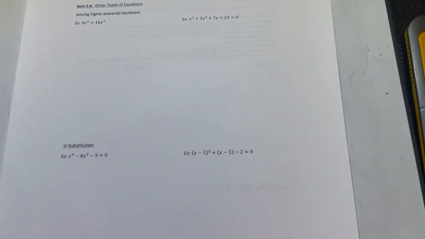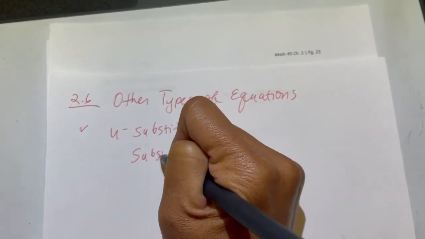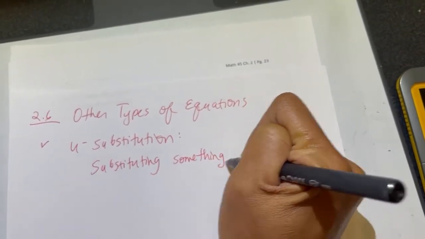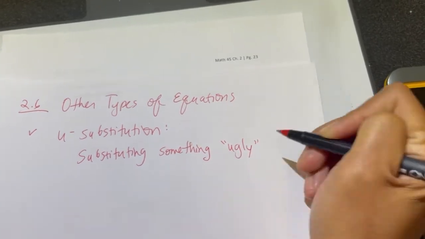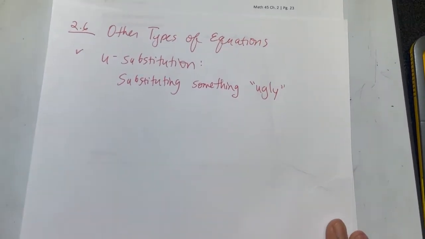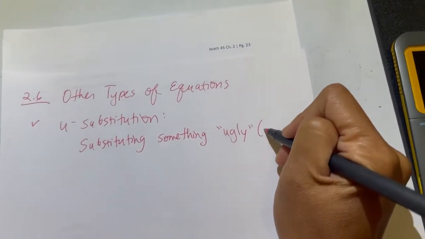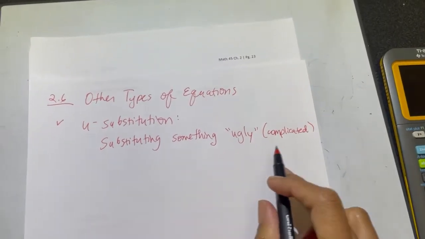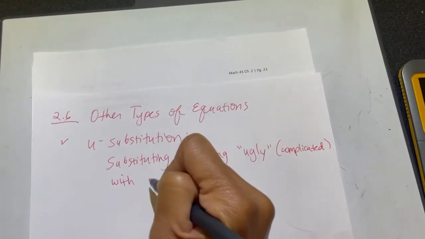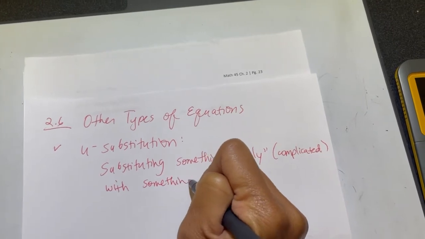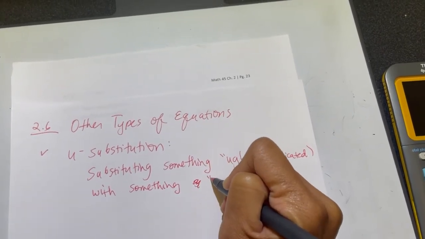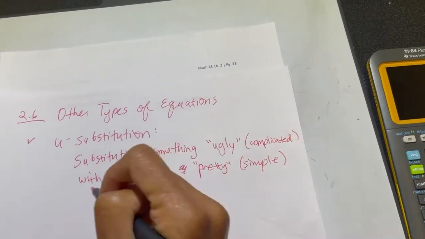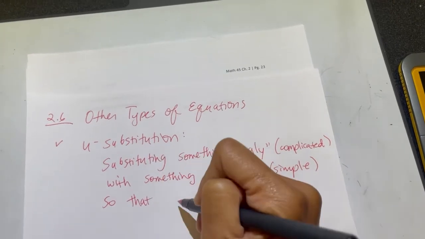So let's take a look at this, about substituting something, quote unquote, ugly. And that's my term, right? But it's really substituting something complex, complicated, with something simple. Or I put pretty, right? Or simple. So that it's solvable.